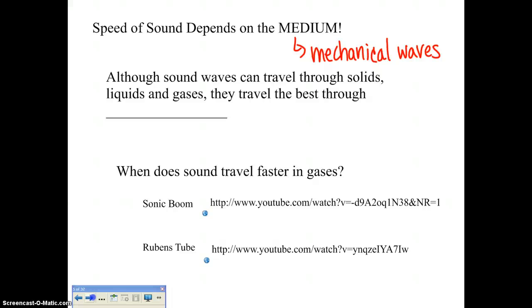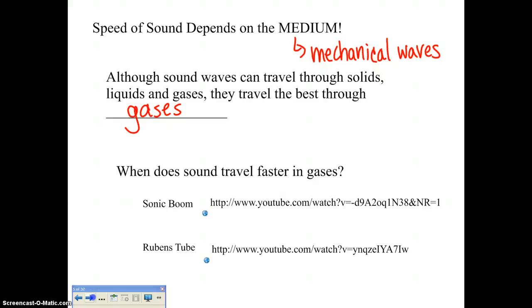Okay, although sound waves can travel through solids, liquids, and gases, they travel the best through gases. That should make sense because that's the one where you can compress the molecules or you can pull them apart, those areas of rarefaction and compression. So it should make sense that gases are what sound waves are going to travel the best through.